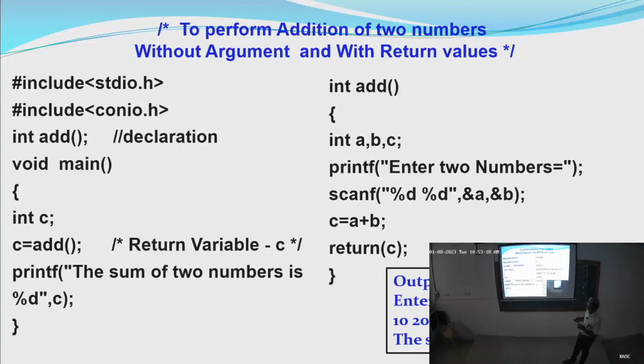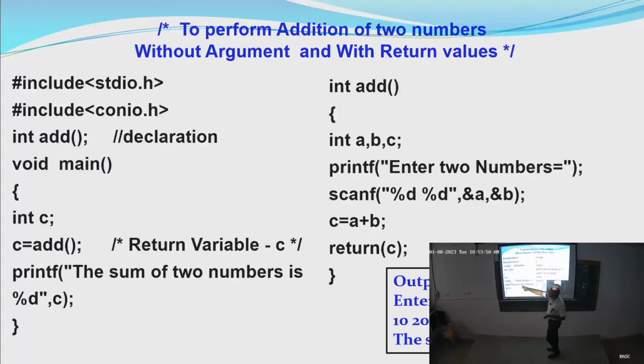Okay, this is an example for without argument but with return type. We declare one function, that is add, and the main function. C equal to add means the function will be called and the control goes over there. In add we declare three variables, get two values, do the addition, and the result will be stored there, and this is the return statement. The keyword of the return statement is return, and the C value will be returned to the calling function.